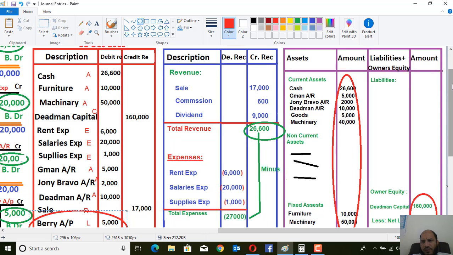So, for example, we do not have any liabilities. The liabilities were not clear in this question.